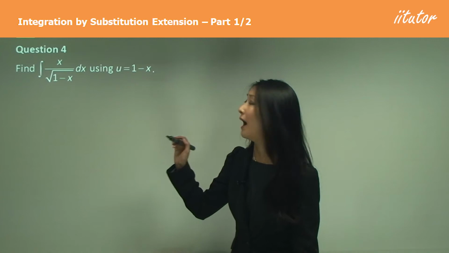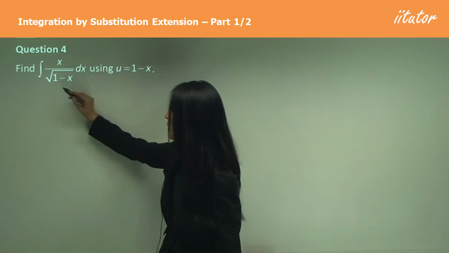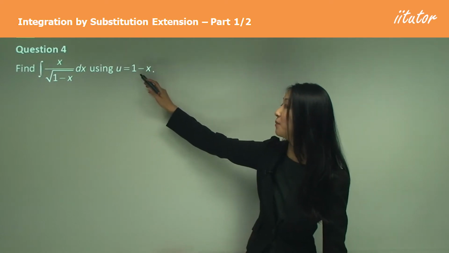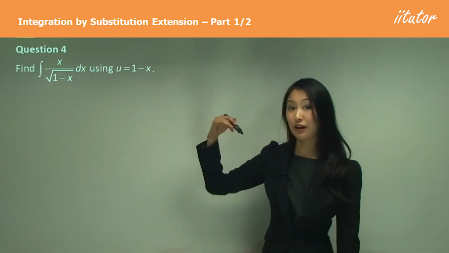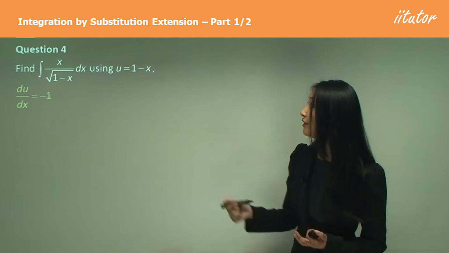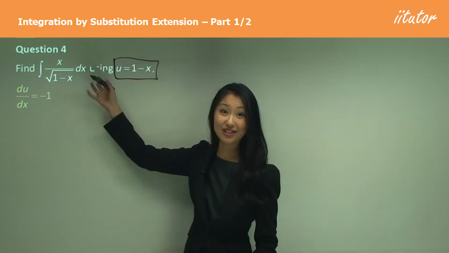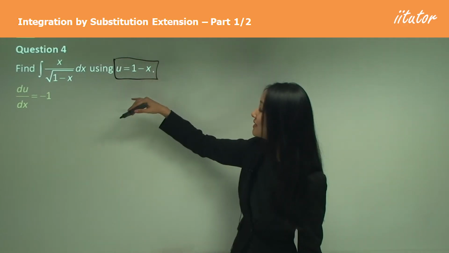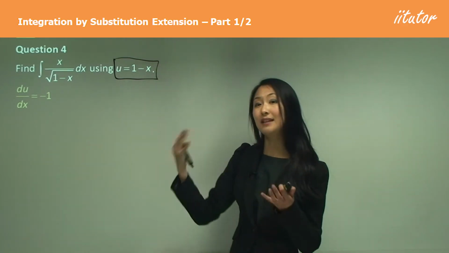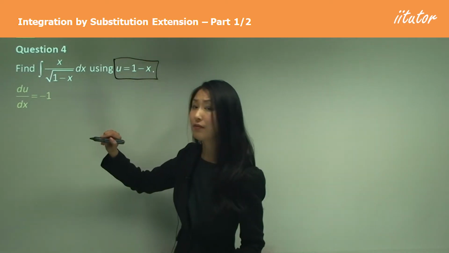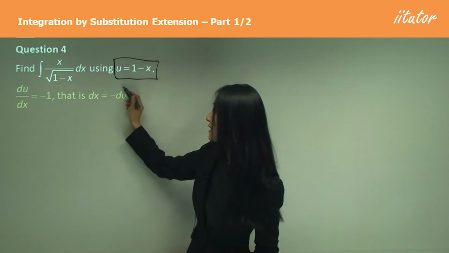So here we want to find the integration of x on square root 1 minus x, and it's using u equals 1 minus x. So as previously, what we do is we differentiate this, because we need to somehow change dx to du. The 1 just disappears, the negative x becomes negative 1. Now, when I multiply that over, that's going to be dx equals negative du.